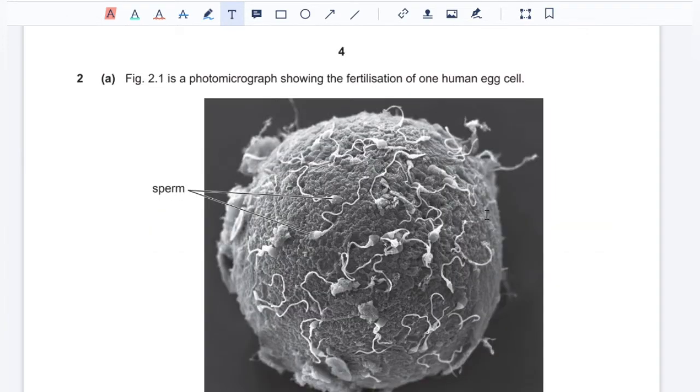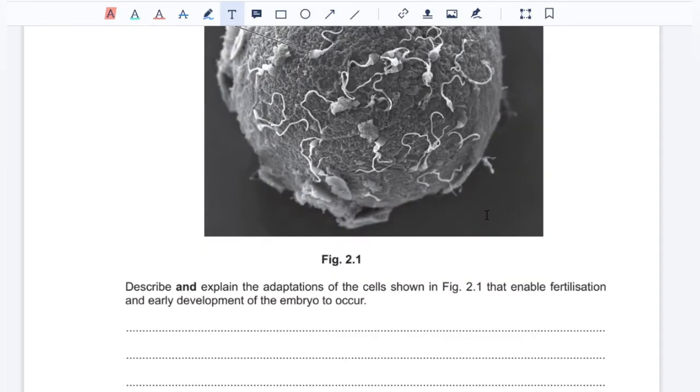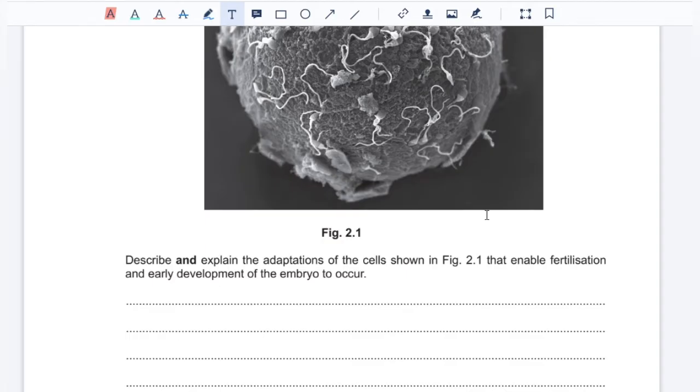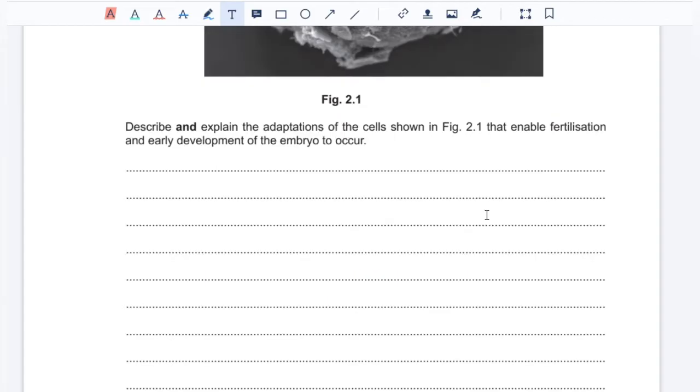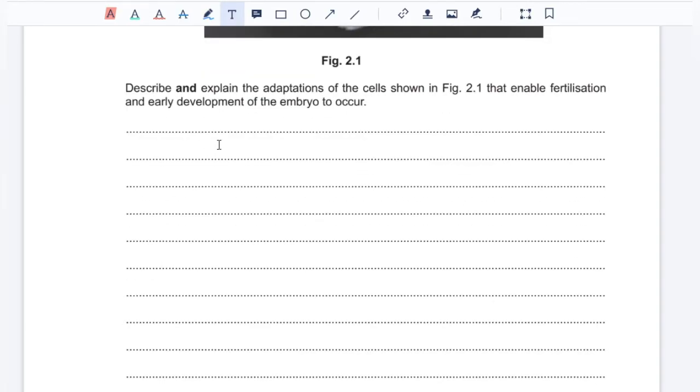Question 2a, figure 2.1 is a photomicrograph showing the fertilization of one human egg cell. Describe and explain the adaptations of the cells shown in figure 2.1 that enable fertilization and the early development of the embryo to occur. So you're supposed to describe and explain the adaptations of sperm cells and egg cells. Starting with the sperm cells, they have an acrosome, which is a vesicle that contains enzymes that will dissolve the jelly coat which surrounds the egg cell, and so this will allow the genetic material present in the nucleus of the sperm cells to fuse with the nucleus of the egg cells, which will eventually form the zygote.